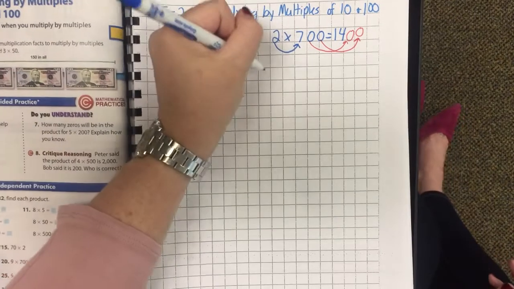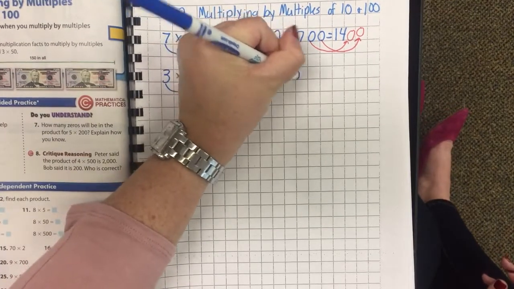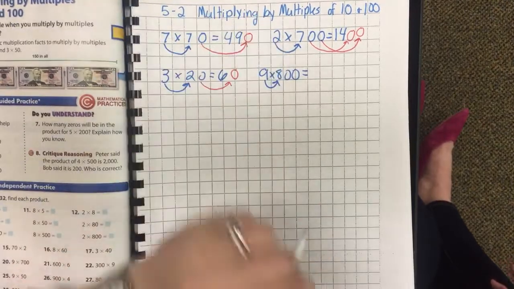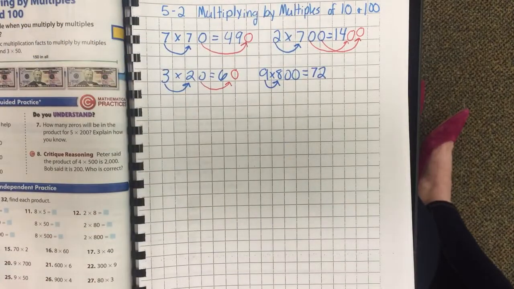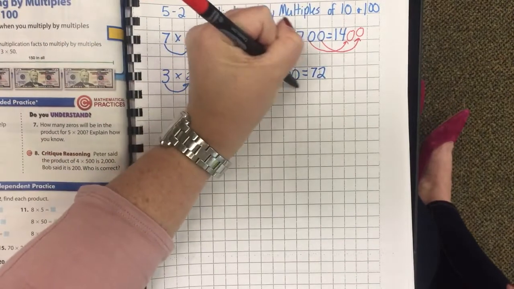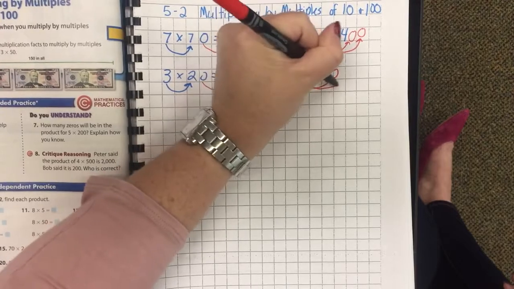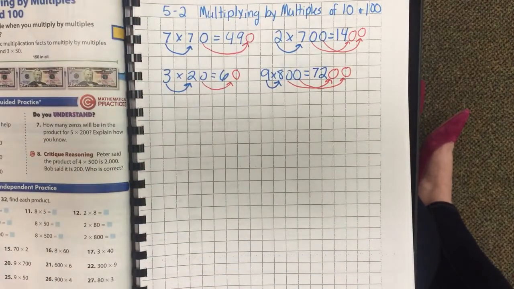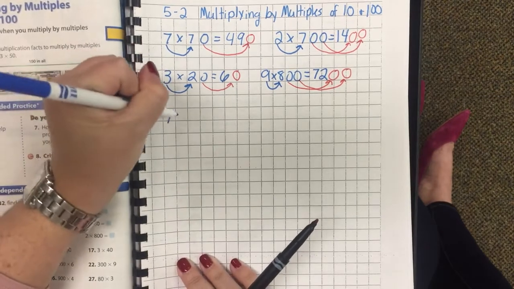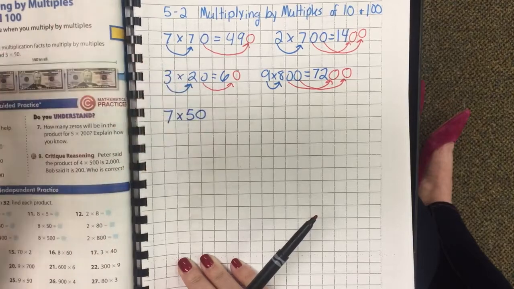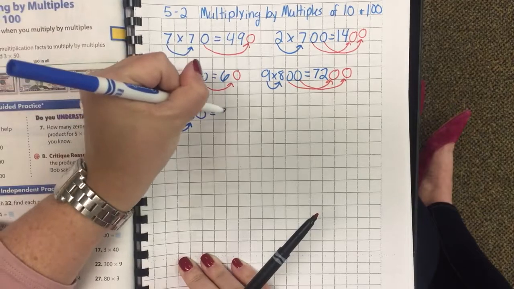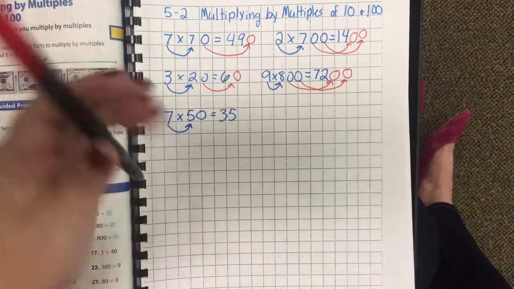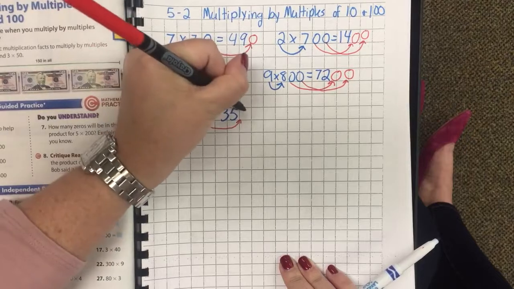What about 9 times 800? All I'm focused on right now is what's 9 times 8? 72. And how many zeros do I see? 2 zeros. So add them on. Okay, next one. 7 times 50. All it's asking me to do here is really 7 times 5, which is 35. And then I'm adding on my 0.